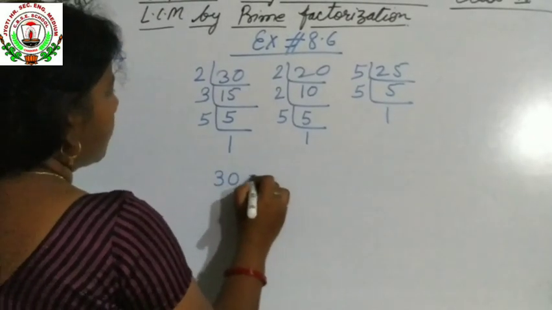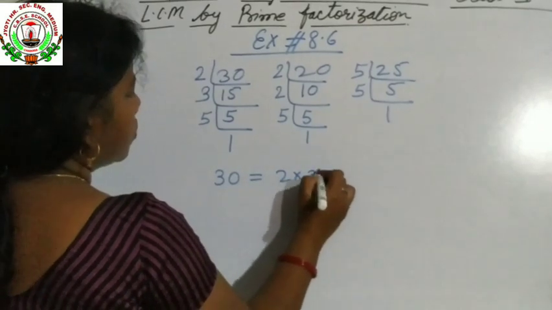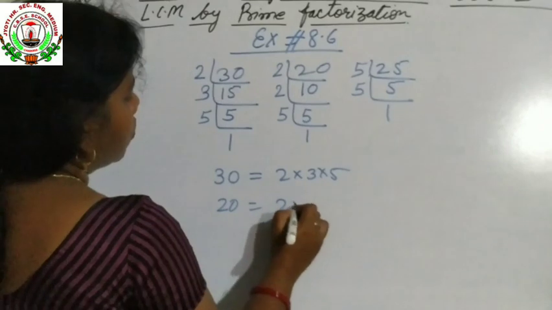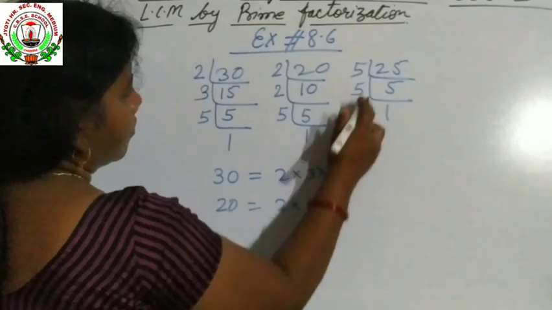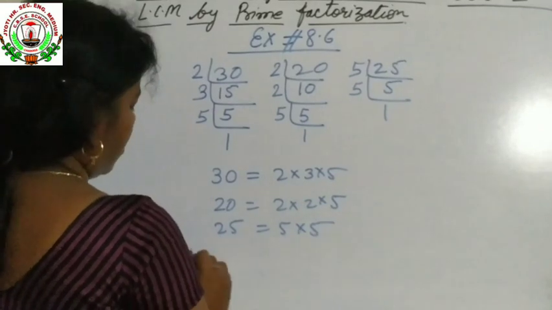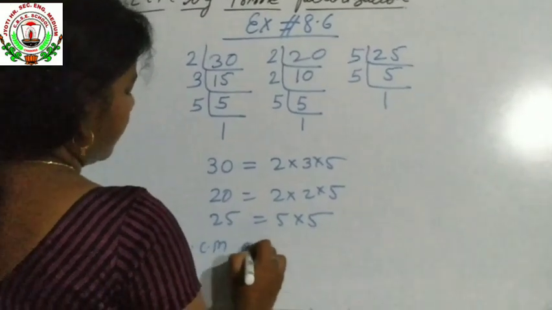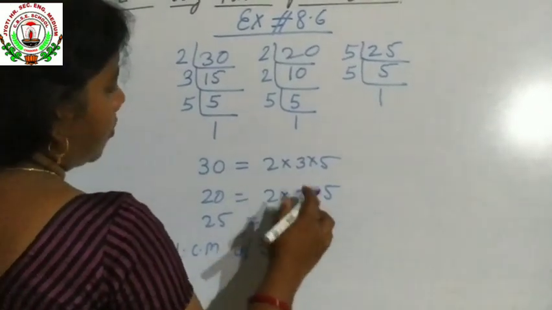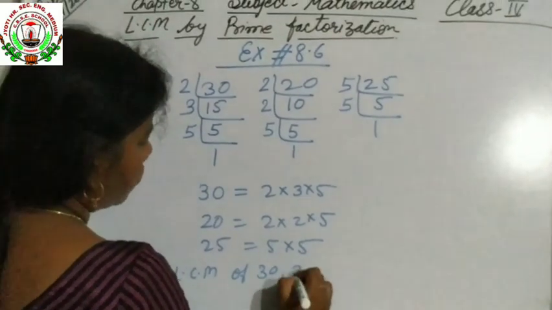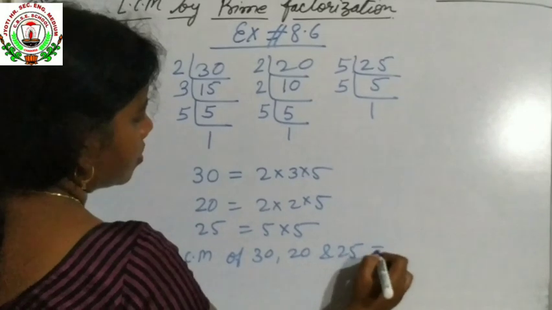Now we will write the prime factor of 30 is 2 into 3 into 5, and 20 is 2 into 2 into 5. Then 25 is 5 into 5. Now again we will see the maximum number of prime number. LCM of 30, 20 and 25 is equal to.